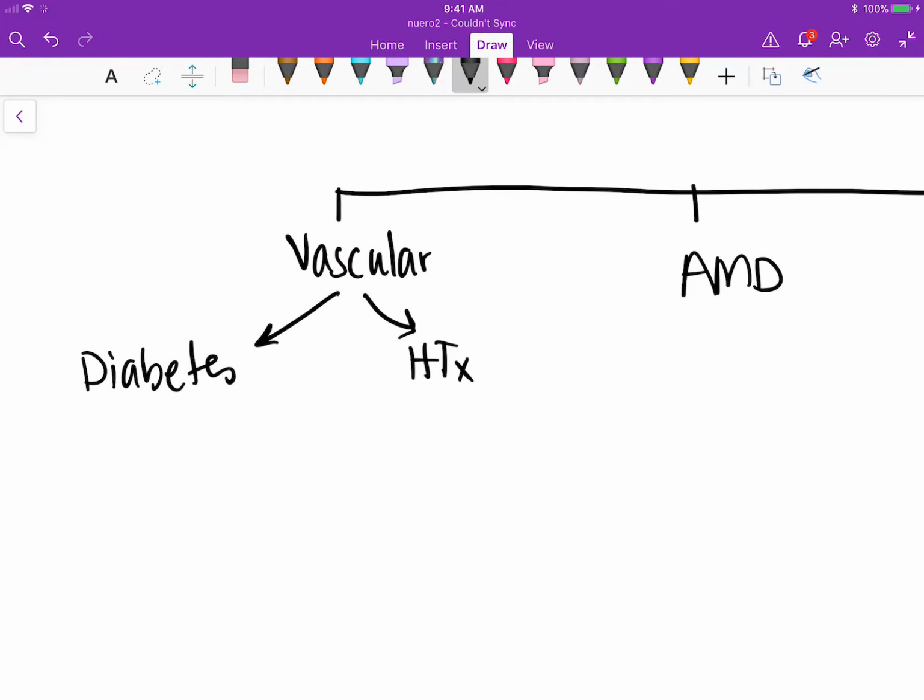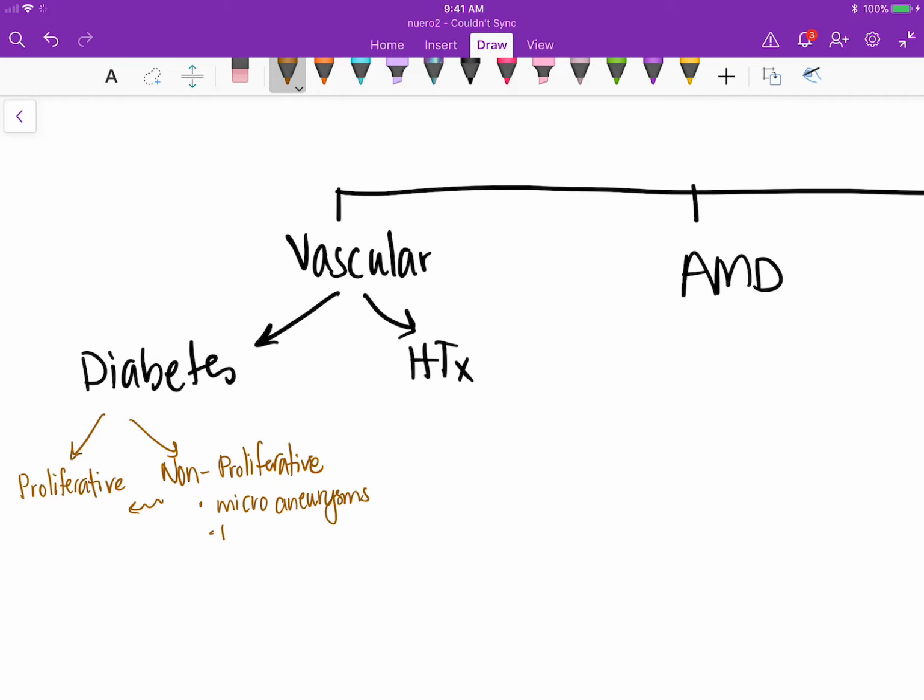For diabetes, you basically have two kinds, proliferative and non-proliferative. Remember that non-proliferative usually eventually turns into proliferative. Non-proliferative is characterized by microaneurysms and hemorrhages.